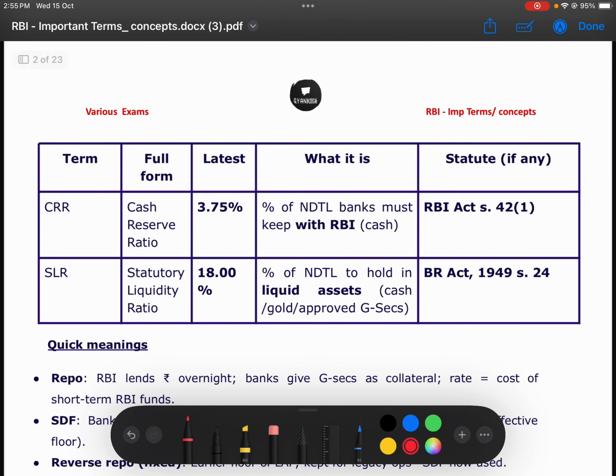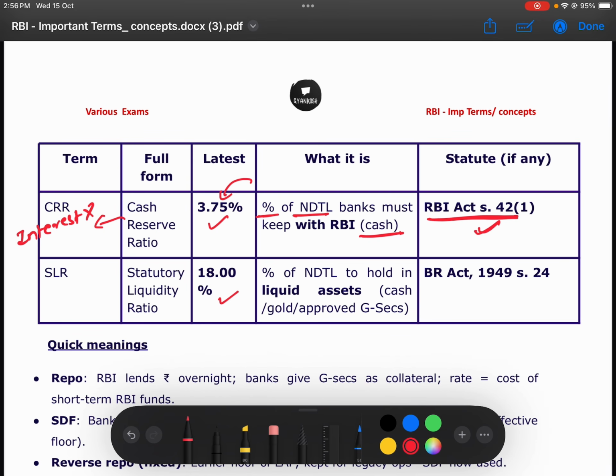And now CRR and SLR. CRR is cash reserve ratio and SLR is statutory liquidity ratio. The figures you have to remember are 3.75% and 18%. Banks have to keep a certain percentage, which at present is 3.75%, of their net demand and time liability with the RBI in cash. On CRR, interest won't be paid, and it is covered under Section 42 of the RBI Act. This section also you have to remember.